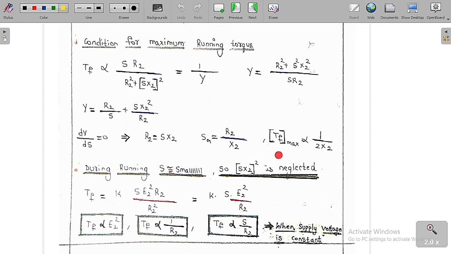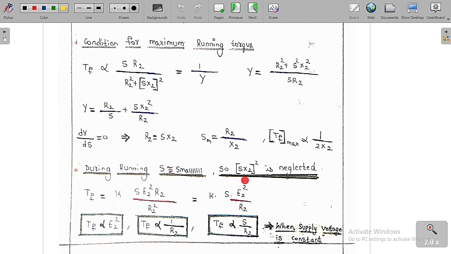If you substitute S is equal to R2 by x2 here and do the simplification, we are going to get the maximum torque directly proportional to 1 by 2x2. So the maximum torque is directly proportional to 1 by 2x2. Now we can see clearly what is going to happen during the running condition. During running condition, NR is nearly equal to NS. As NR is nearly equal to NS, S is a very small value.